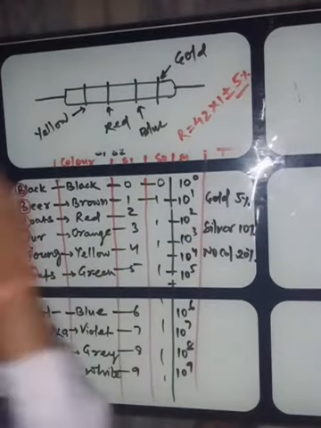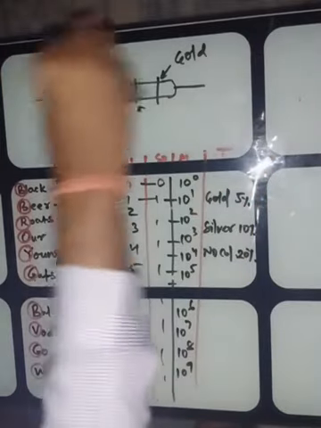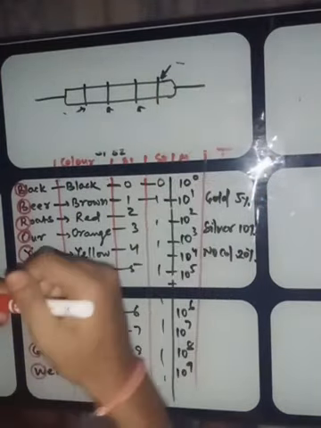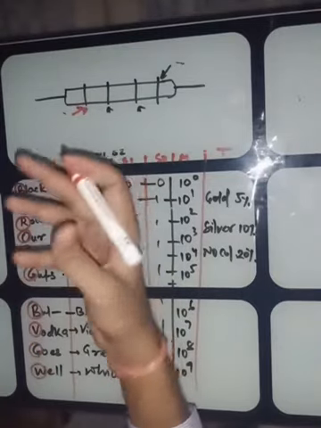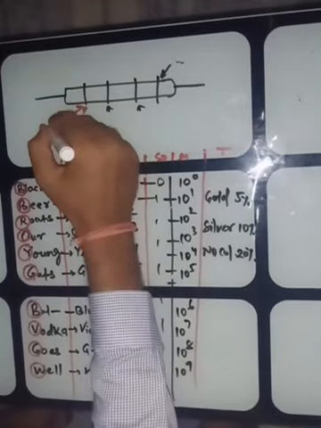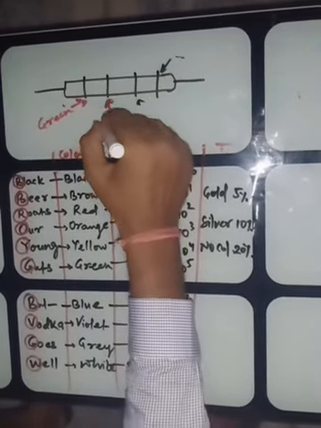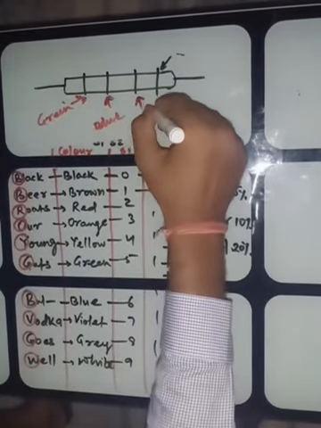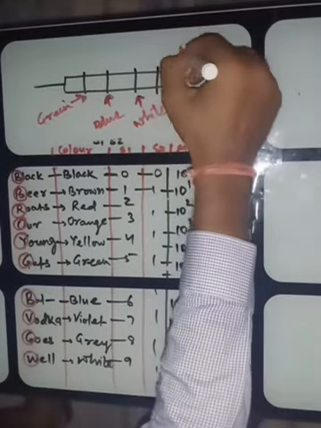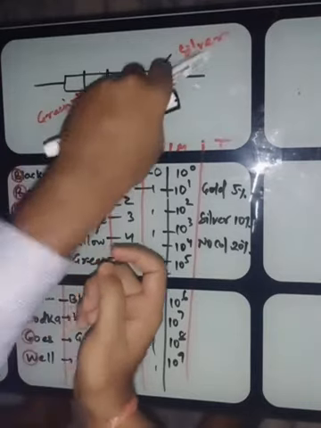Now the next one, try to write the answer now. How quickly can you write the answer? Let me see. This one, the green, red, now blue. This one is the white, and this one is the silver. Okay, write down the resistance: green, blue, white, and silver.